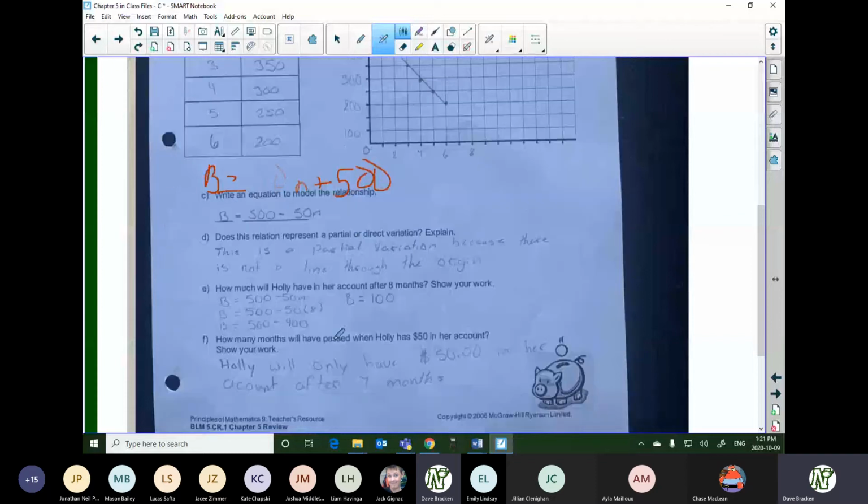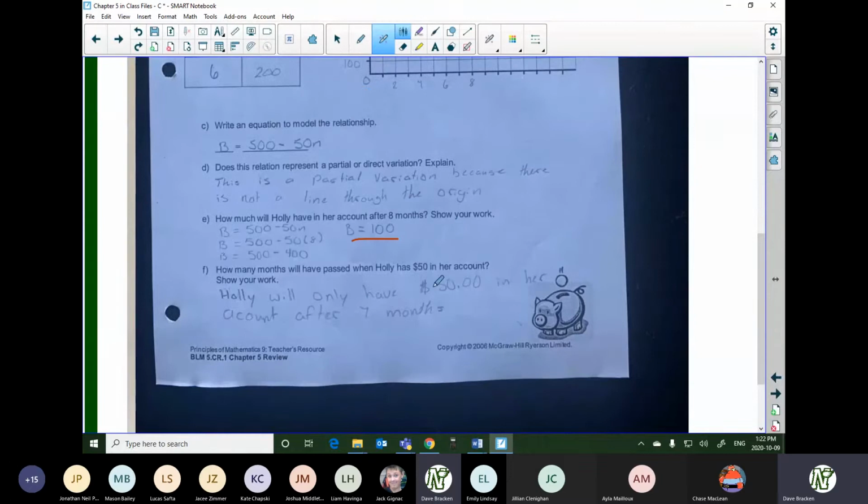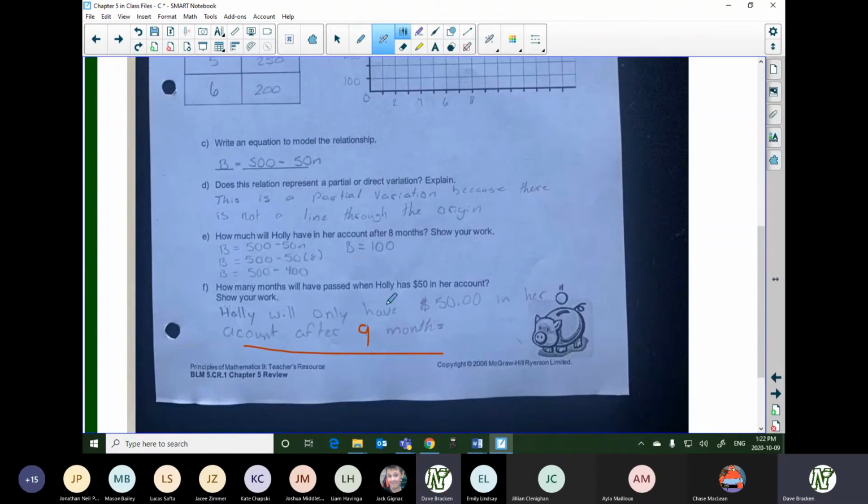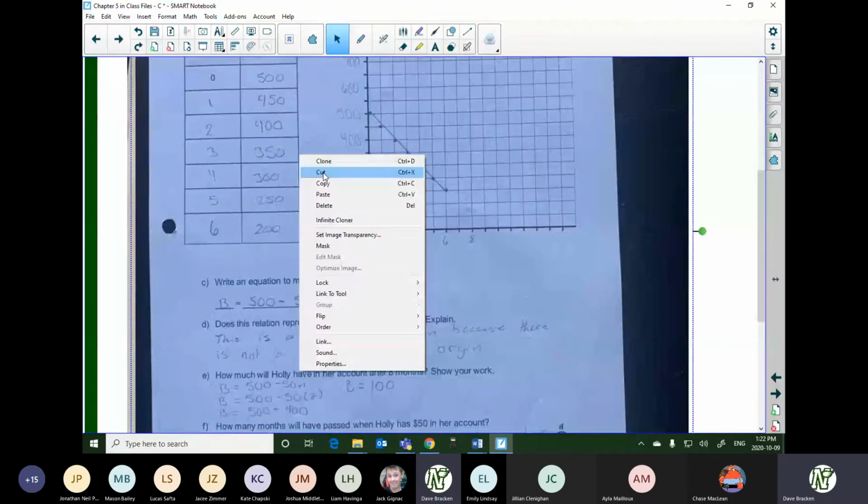Okay. How much will she have in her bank account after 8 months? Bunch of ways you can do this. You can kind of estimate here. You can go to your table, your equation, but she will have 100 left. And when will she have 50? 1 more month. So after, not after 7, this should be 9. After 9 months, she'll have 50 left in her account. Okay? Everybody's good with that one? All right, I'll cut this away.